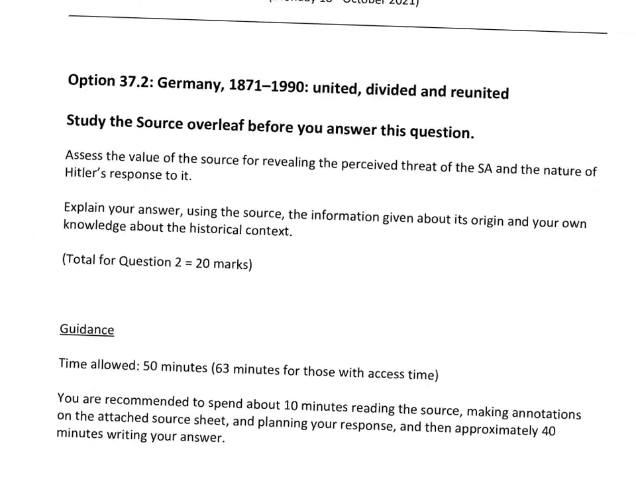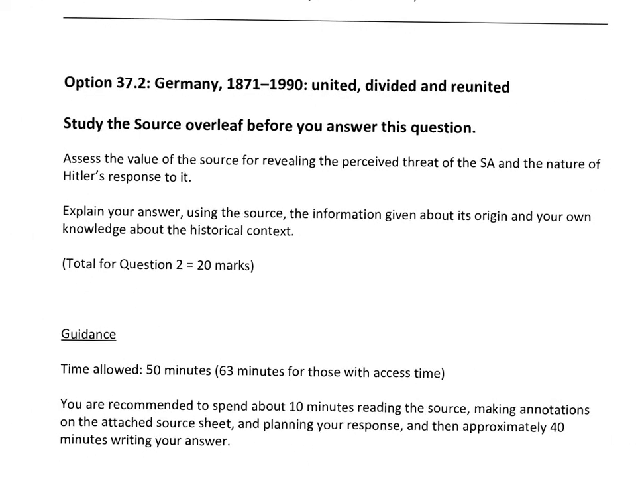So there's the question. It's, as I say, a Section A question from a live paper. I forget which year it was. I think it might have been 2019, I'm not sure. Assess the value of the source for revealing the perceived threat of the essay and the nature of Hitler's response to it. And you're asked to explain your answer.